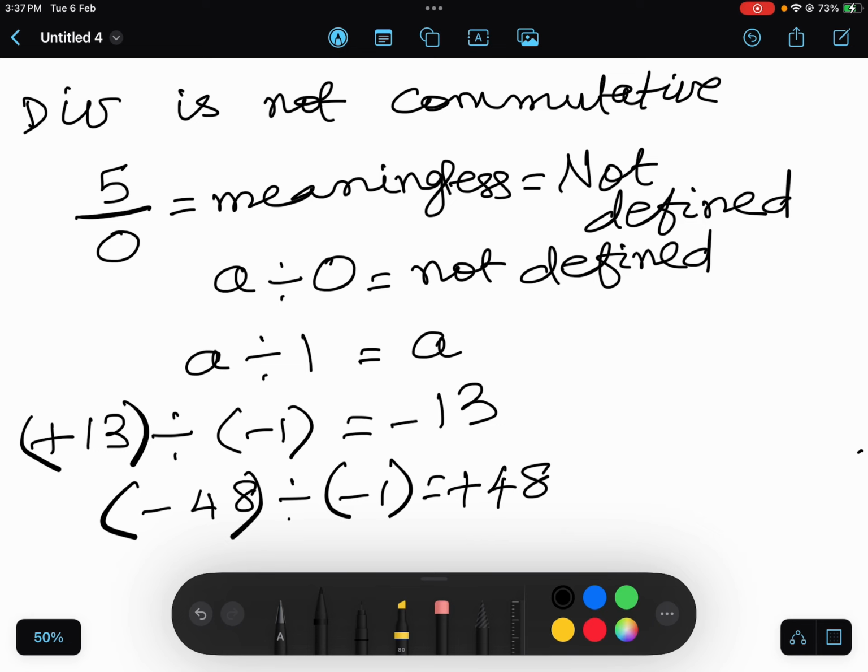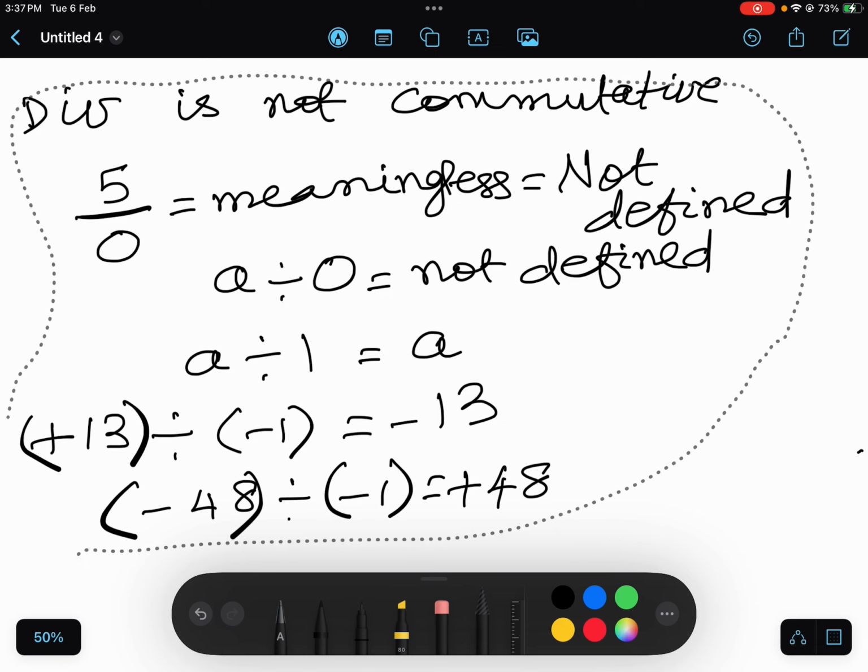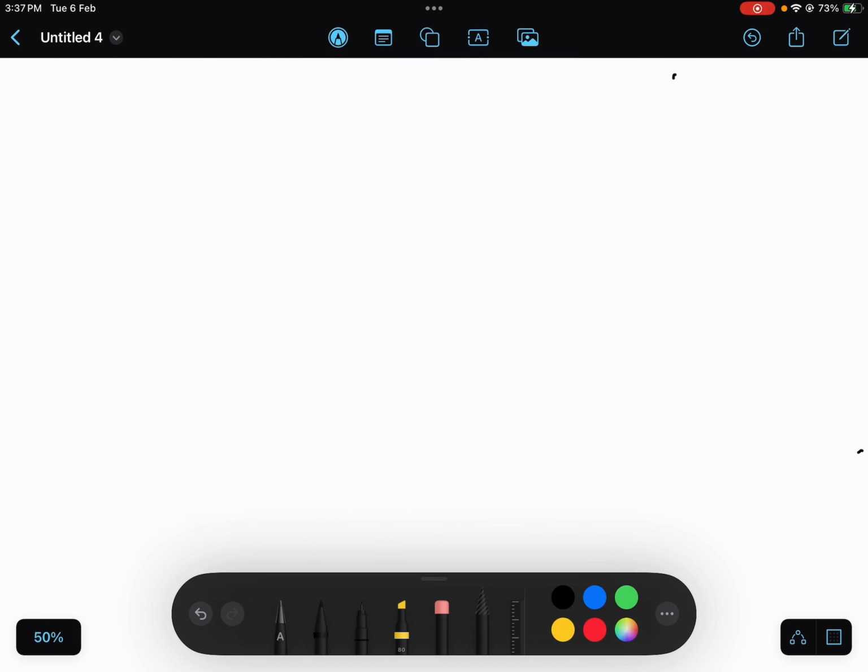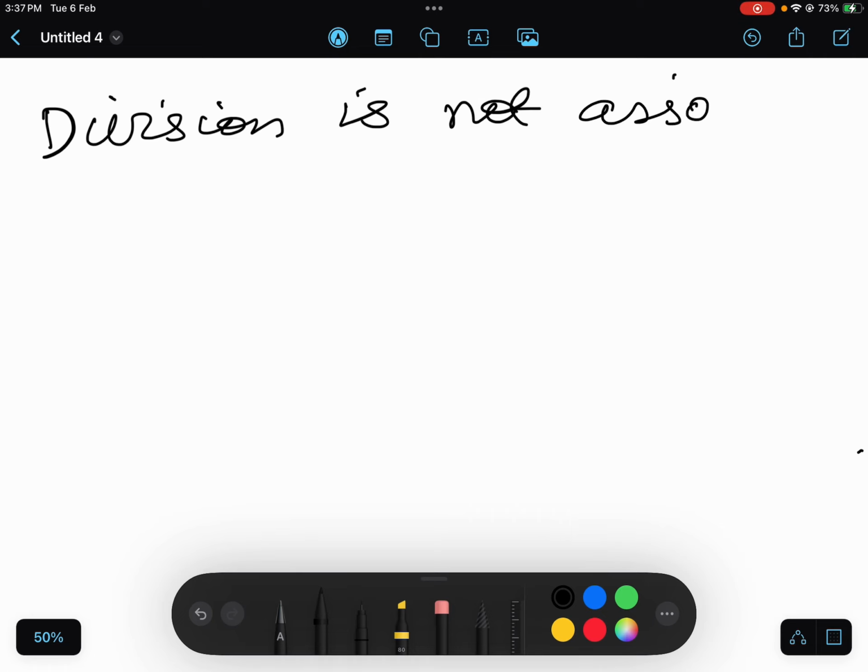And then division is not associative for integers. So it does not satisfy closure property. It does not satisfy commutative property. It is also not associative for integers. So division is not associative for integers. So we will do only this much today.